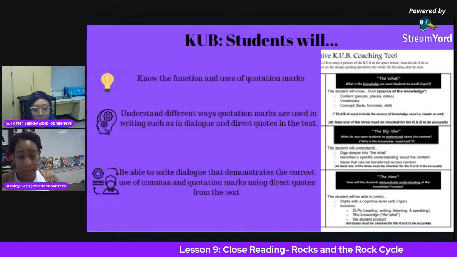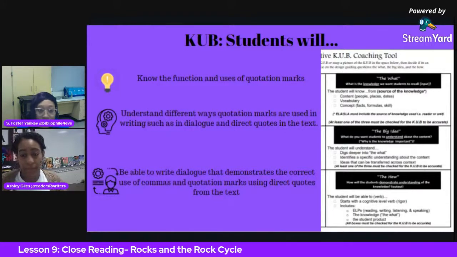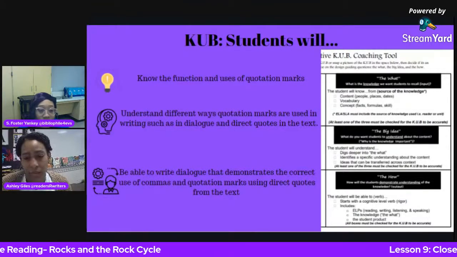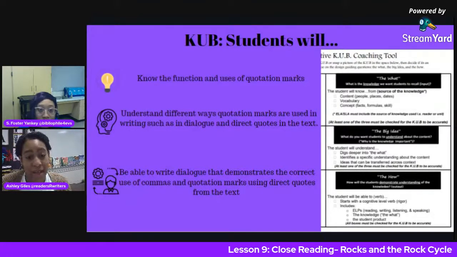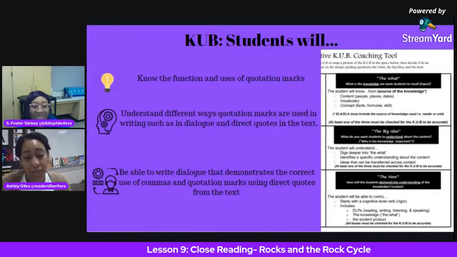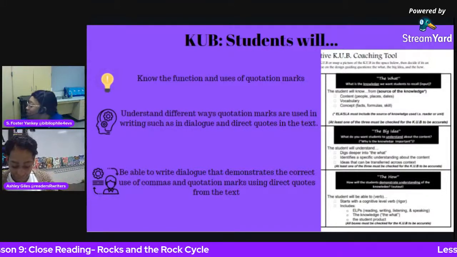Right. Gotcha. So I think you're right then, because it's not just what dialogue is, but it is the function and uses of quotation marks, like the different ways that you use them. Okay. Well, we'll see how we have to go back. So we came to an understanding. Okay, cool. All right, we're good to go for 9.